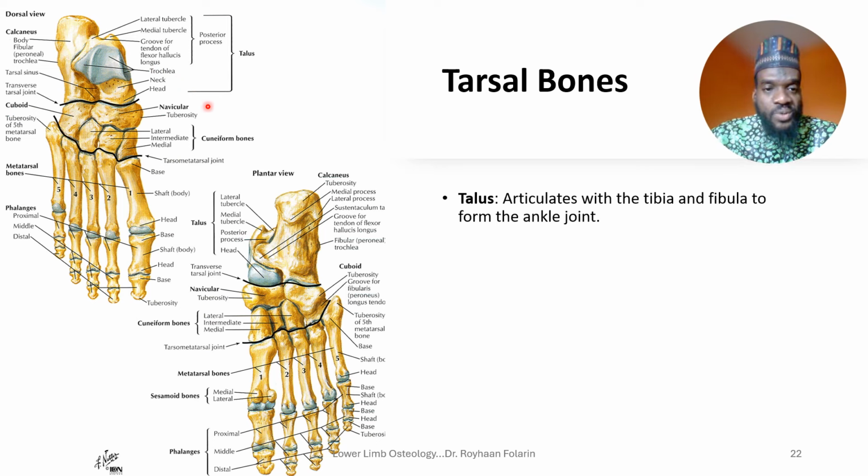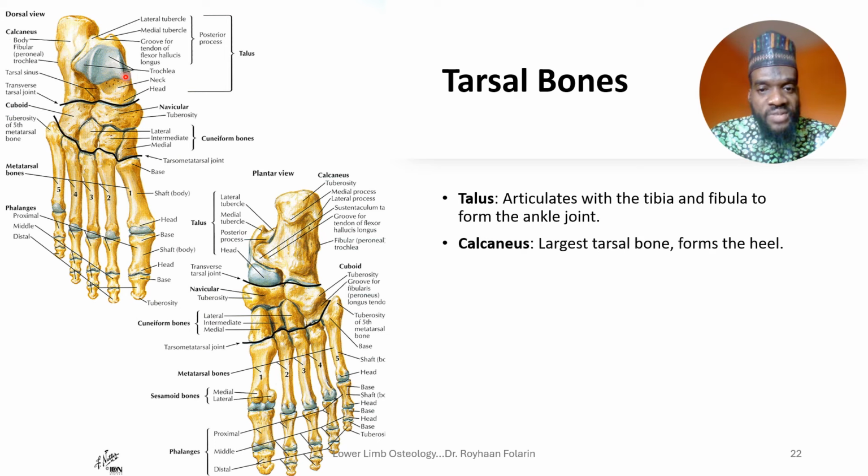We have one of them known as the talus, which is what we have here. We have the calcaneus, which is underneath here. So the talus articulates with the tibia and fibula proximally on top to form the ankle joint. As for the calcaneus, it's the largest tarsal bone. It forms the heel. You can appreciate that from looking at the underside here.